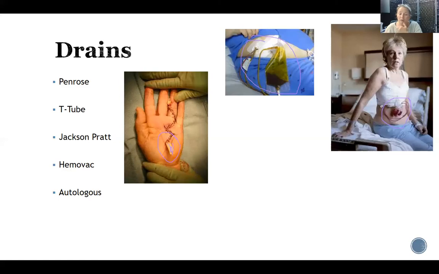The autologous drain is going to be typically used immediately after surgery, and it drains blood out and then reinfuses it back into the patient. It is measured as output and then input as well, and requires additional training. You don't see that very often either. It's usually done immediately post-op.